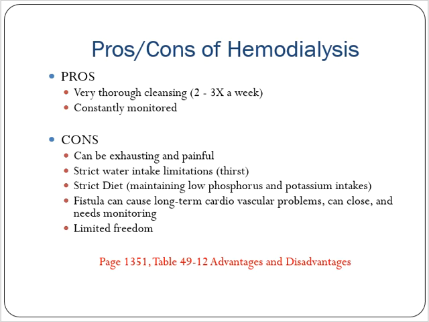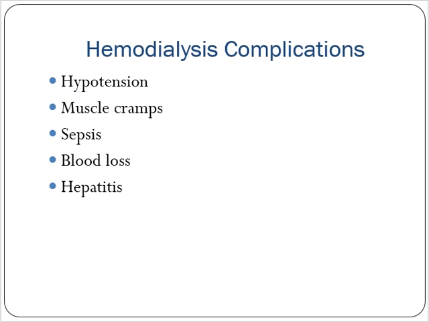Some complications can include hypotension. Again, we're removing the blood with hemodialysis, filtering it, and putting it back into the patient. Whereas with peritoneal dialysis, we're infusing fluid in the peritoneal cavity. That fluid is then drawing out the toxins, and we're removing the fluid again.